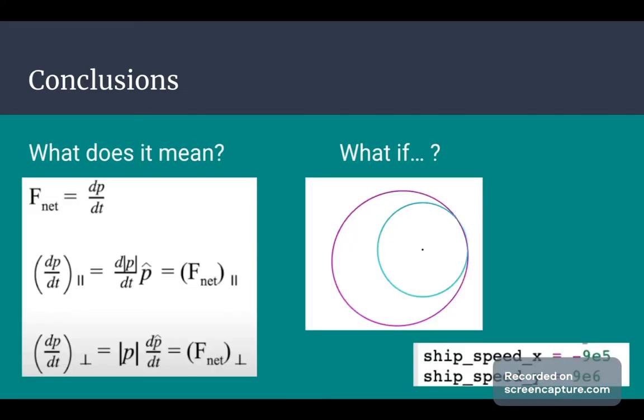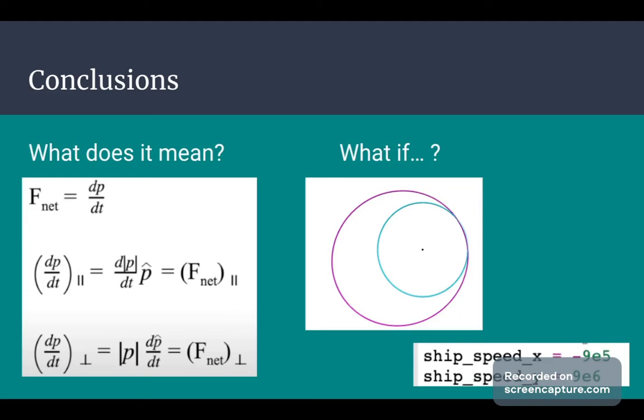The what does it mean question asks the difference between net force and the rate of change in momentum and their respective parallel and perpendicular components. Net force is equal to the rate of change in momentum, and their parallel and perpendicular components are given by the equation shown on the slide. The difference is that the net force is calculated based on known interactions between the system and the surroundings, which in this case is gravity, while the rate of change in momentum is found by observing the motion of the star's path over time.